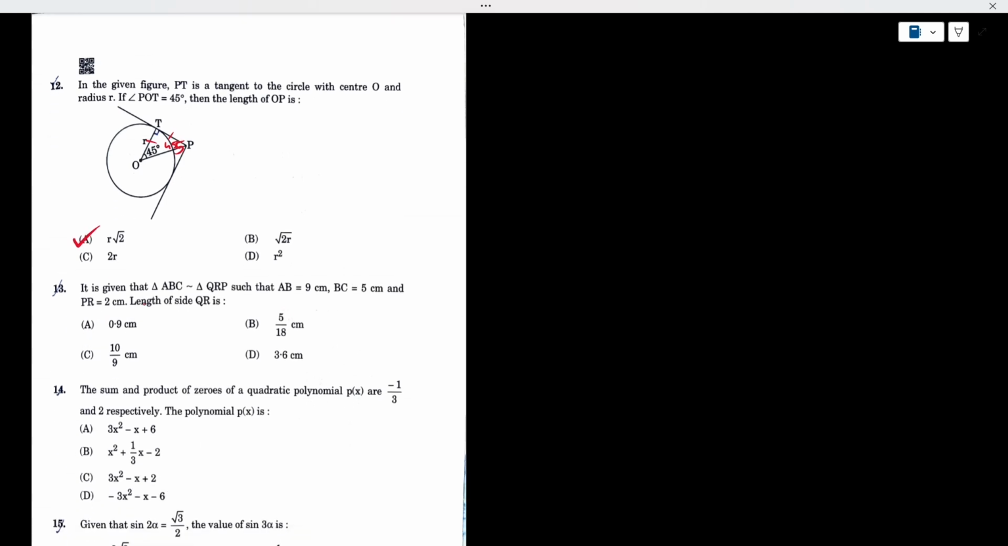Here question number 13 is based on similarity of triangles, because in similar triangles corresponding sides are proportional, so I can take this equals BC by RP, which equals AC by QP. If you simplify this, your answer is going to be 3.6 centimeters.